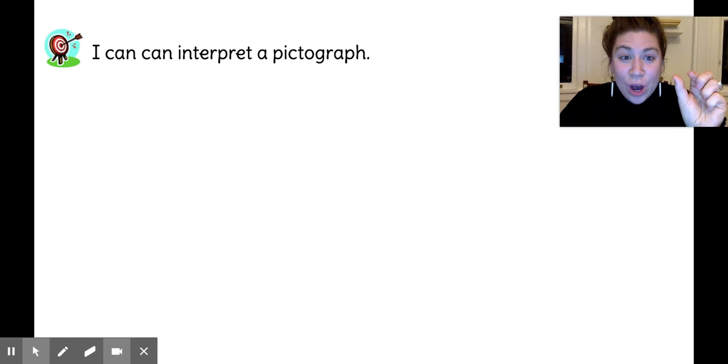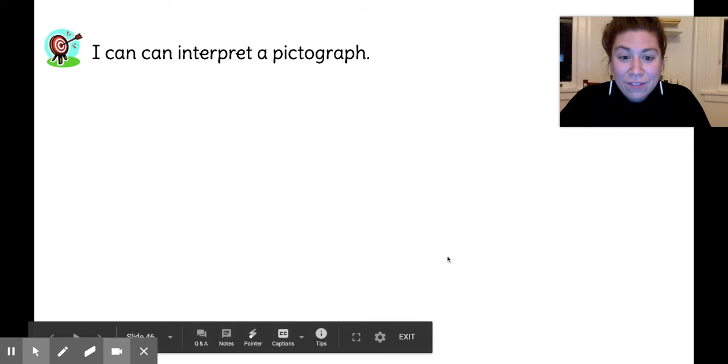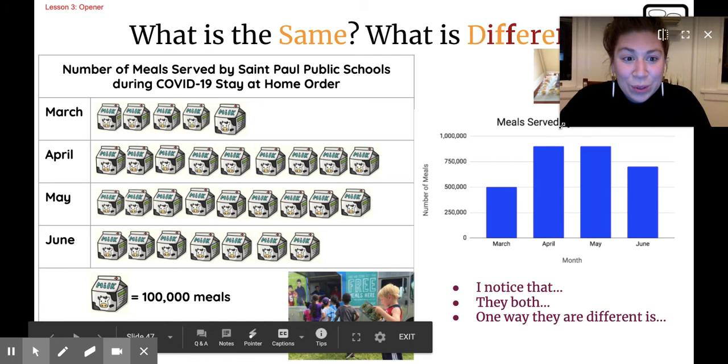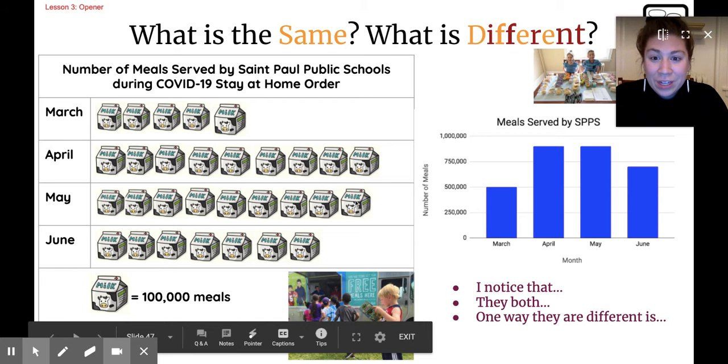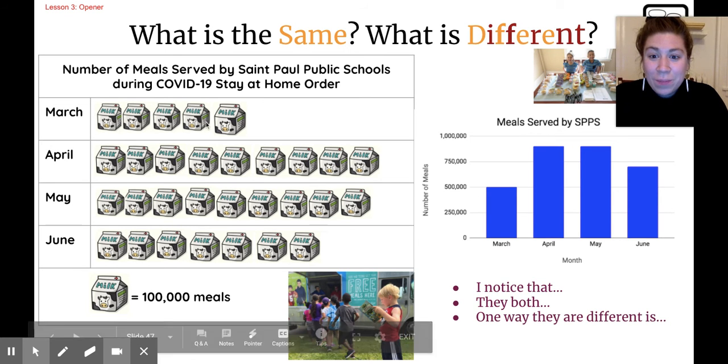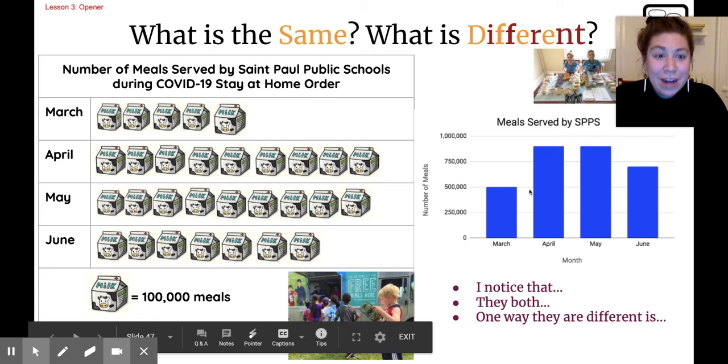So picto, do you see the beginning of this word? Yeah, that's just like picture. So a pictograph uses little pictures to symbolize a certain amount. So that is why for our math talk today, I showed you this. So we can see a pictograph here on the left and a bar graph here on the right. We worked on bar graphs last week.